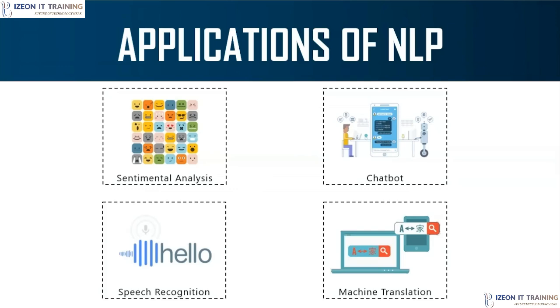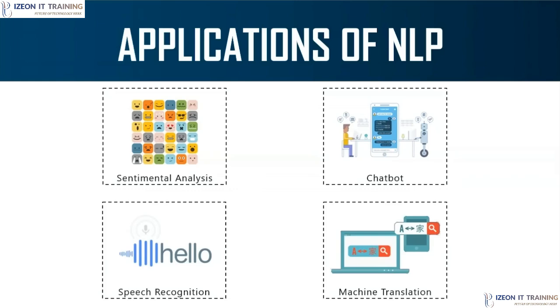Then we have something known as chatbot. Chatbots are basically the solutions for all the consumer frustration regarding customer call assistance. So we have companies like Pizza Hut, Uber who have started using chatbots to provide good customer service. Apart from that, speech recognition. NLP has widely been used in speech recognition. We're all aware of Alexa, Siri, Google Assistant, and Cortana. These are all applications of natural language processing.